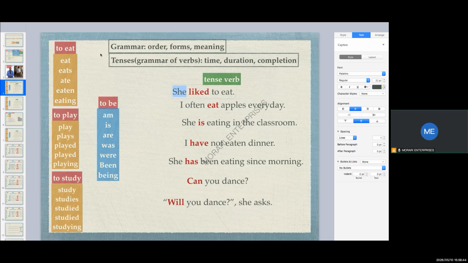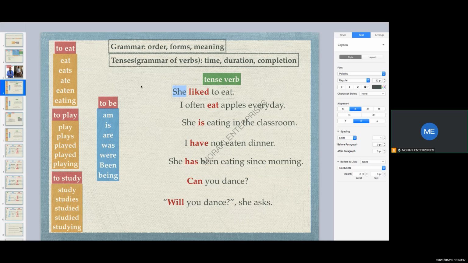Now the highlights here are: one, do you know the 5 forms of each verb? Do you know be verb has 8 forms? If you know this, then you are ready to learn tenses, because tenses is the grammar of what? The grammar of verbs, and verbs deals with the order of the words and the forms that will change and then will convey our meaning. Our meaning could be a positive sentence, it could be a negative sentence, it could be a question sentence, right?